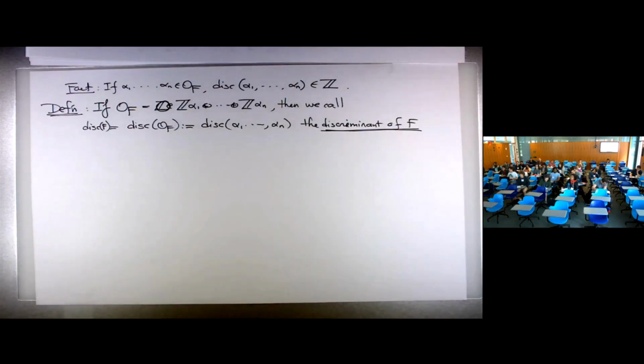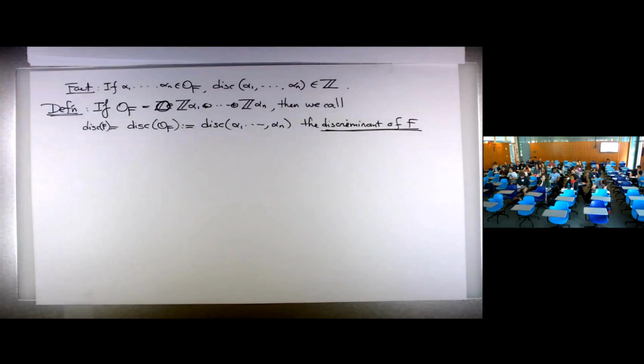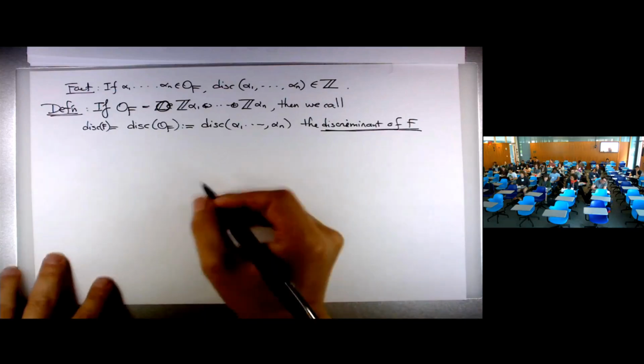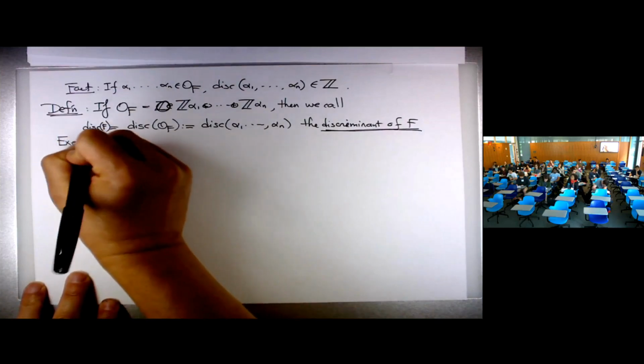I hope this gives you some sense of what this means. In terms of the picture we had earlier, this means that you embed OF into this n-dimensional space. It's the fundamental volume of that lattice. That's roughly what the discriminant is. This will be an exercise later.